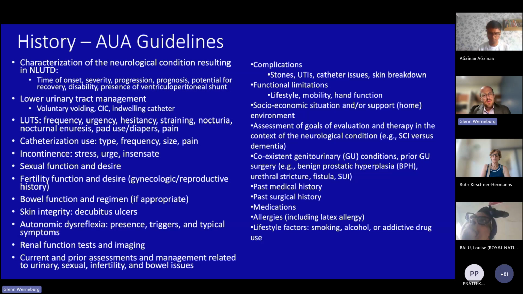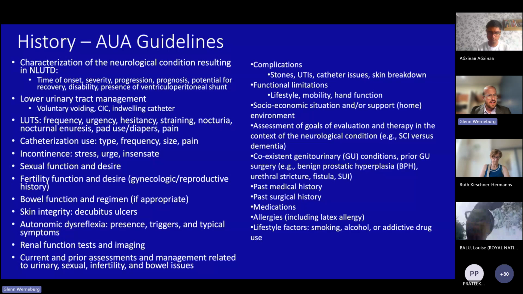And are they draining their bladder with assistance? In other words, are they doing in and out catheterization or clean intermittent catheterization, or do they have an indwelling catheter? What are their lower urinary tract symptoms like? Their LUTS, frequency, urgency, straining. All of this are things that need to be addressed and discussed. Do they have incontinence? What's their sexual function and desire, fertility function and desire, bowel function and bowel regimen are important because often neurogenic bowel and neurogenic bladder go hand in hand. Management of one may improve the other.